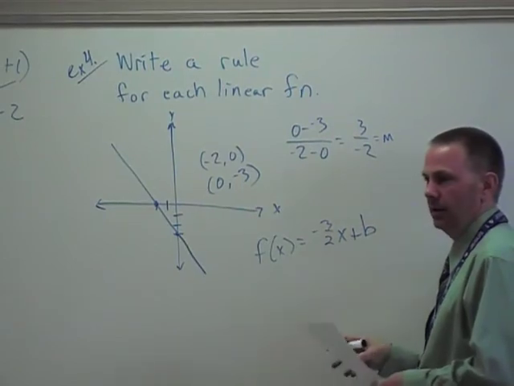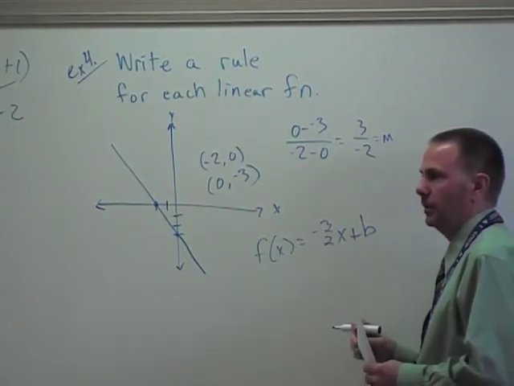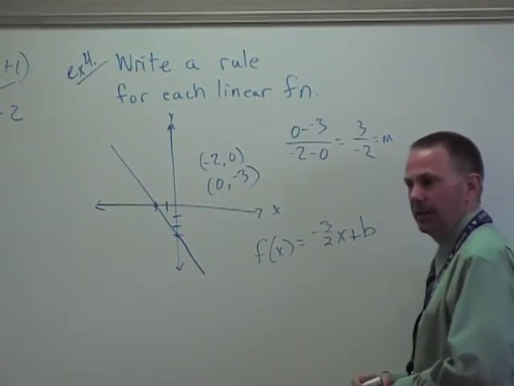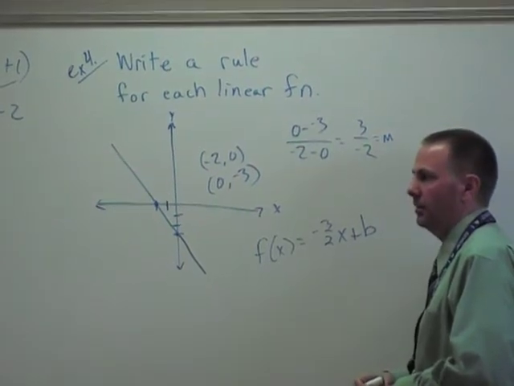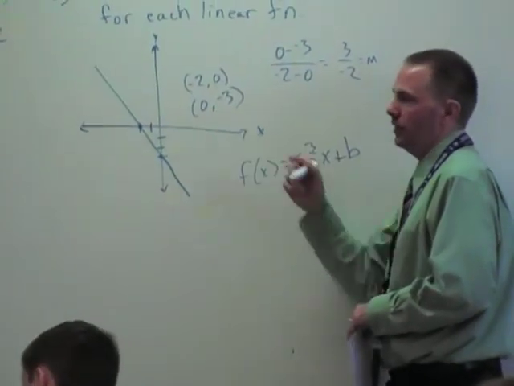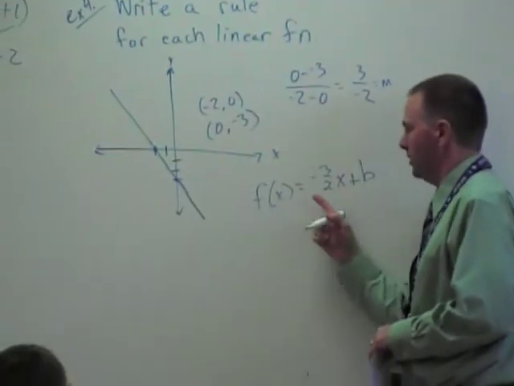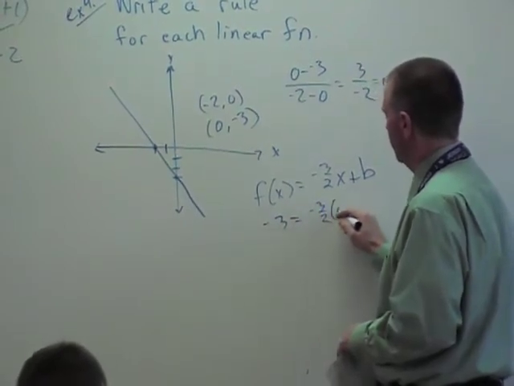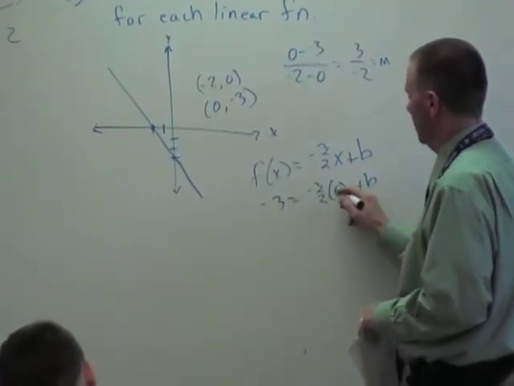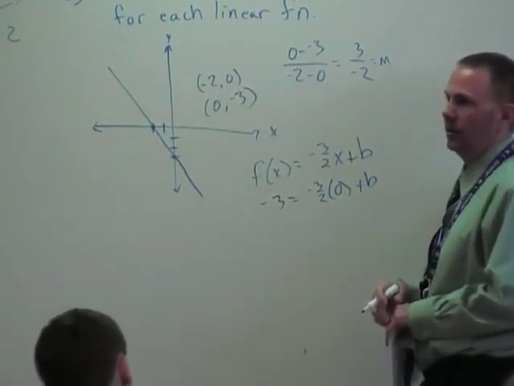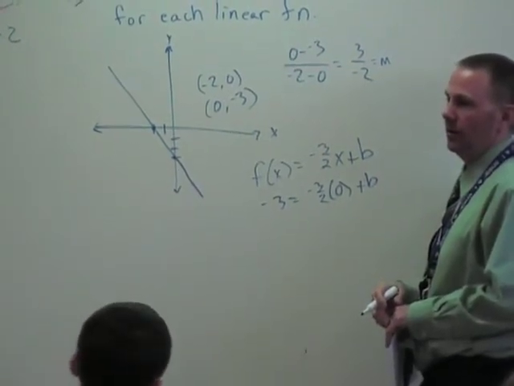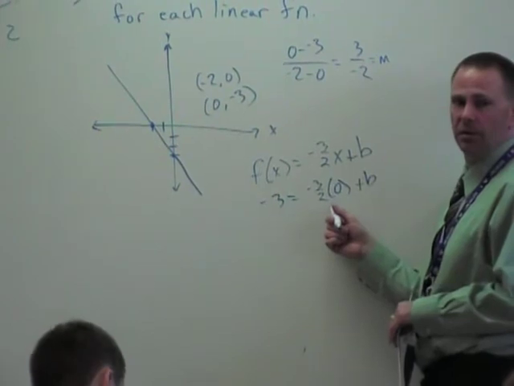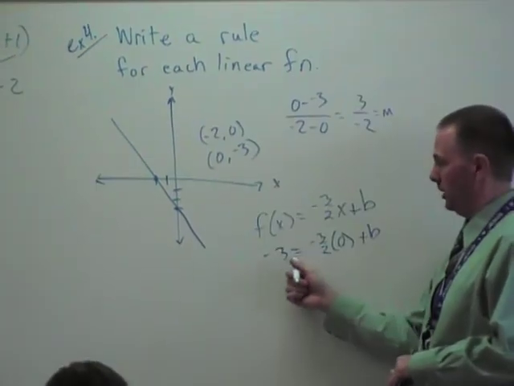Now we find b. Pick a coordinate and plug it in. What if I picked 0, negative 3? 0 is x, y is negative 3. What do I get for b? b equals negative 3, right? Because 0 times anything is 0. b equals negative 3.